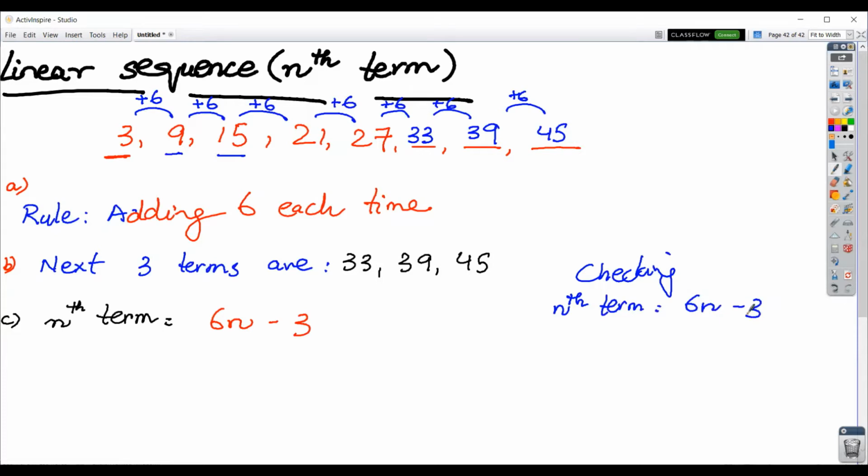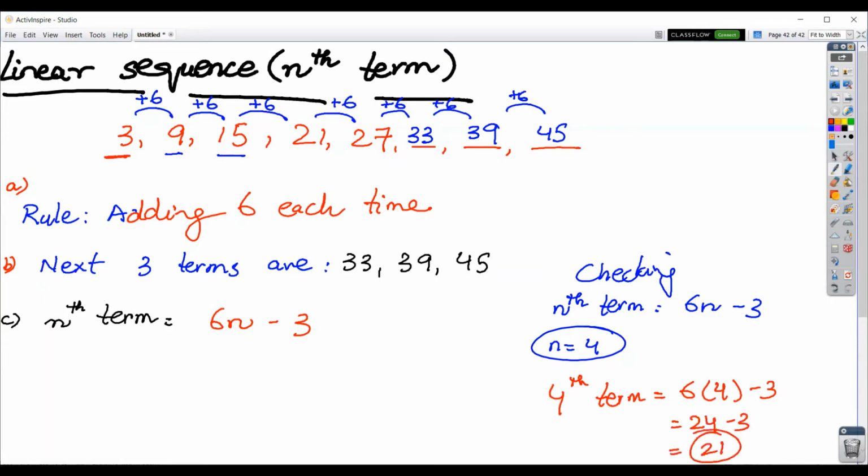To check, the fourth term is supposed to be 21, so I'm going to take n equals 4. Subbing n equals 4 in, the fourth term of this sequence would be 6 times 4 minus 3. Simplifying, 6 times 4 is 24, and minus 3 gives 21, which we know is the fourth term: 1, 2, 3, 4. You can also check using the second term, or the first term, and so on. So we know that the nth term of this sequence is 6n minus 3.